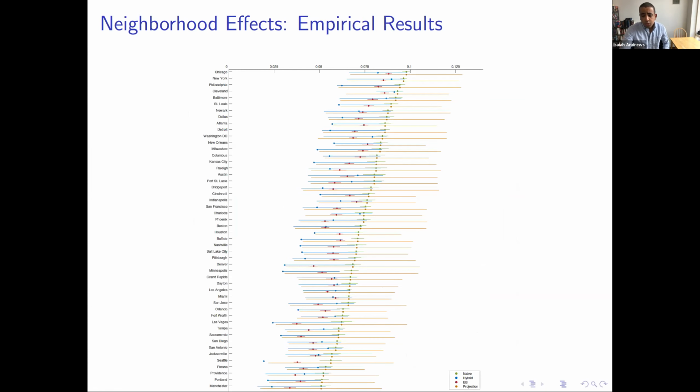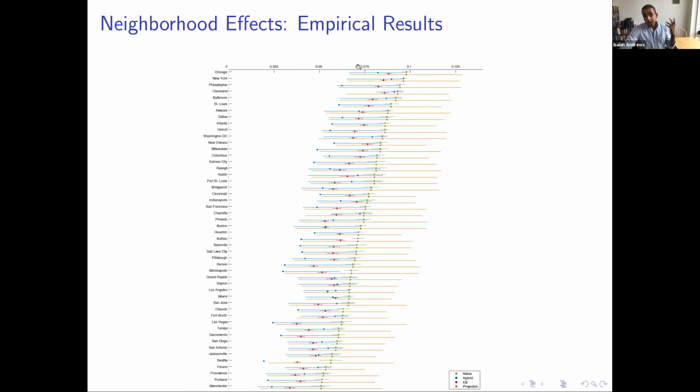Finally, here I'm showing you the empirical results from applying all this to the actual data. In green, I've got the naive estimator and confidence interval. In blue, the hybrid estimator and confidence interval. Red, the empirical Bayes estimator and credible set. And orange, the projection interval. One thing we note is that across all 50 commuting zones, the hybrid and empirical Bayes estimates shift the naive estimates downwards. So, according to both those approaches, we do want to correct things downwards here.